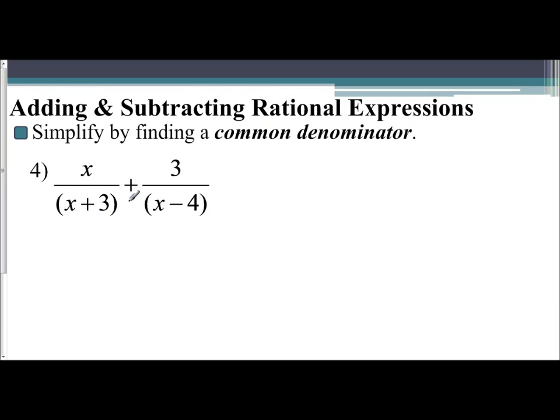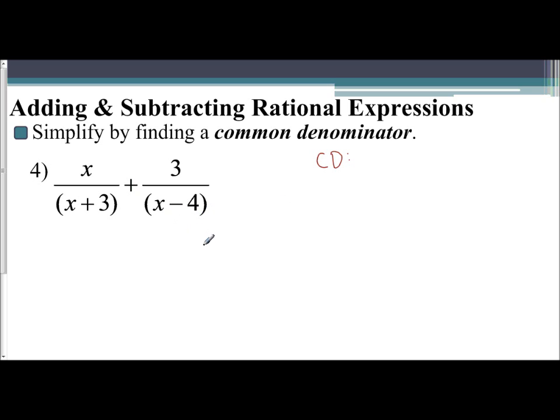We have x over x plus 3 plus 3 over x minus 4. I need to find my common denominator. Now these are actually easy, and there's a reason why I put parentheses around these in this example: it allows you to see the common denominator very easily. You cannot look at the x as an x. You have to look at the object. The entire object is x plus 3. The entire object is x minus 4.